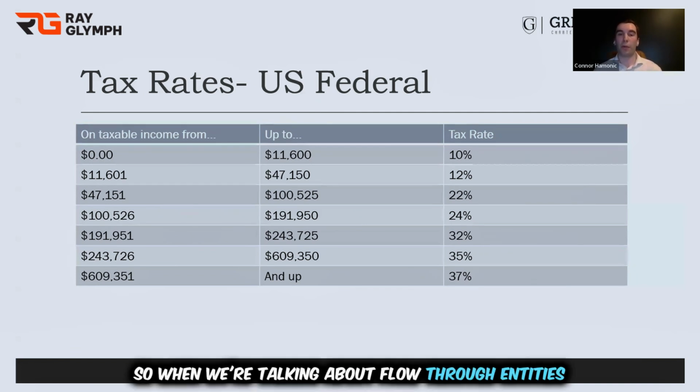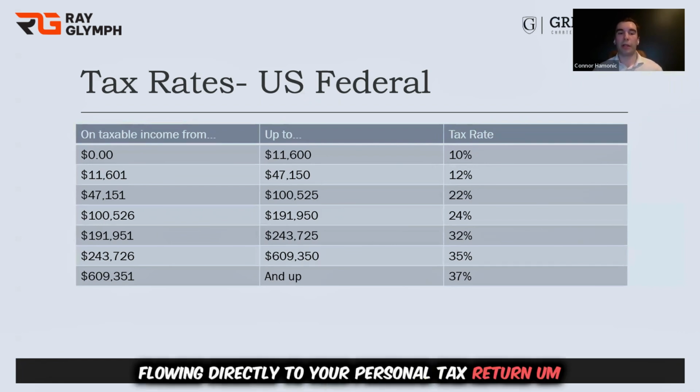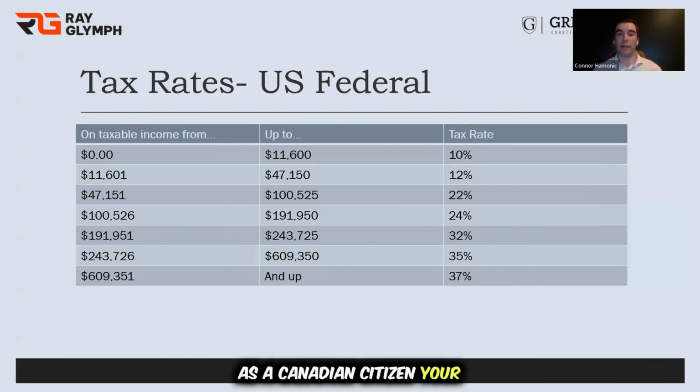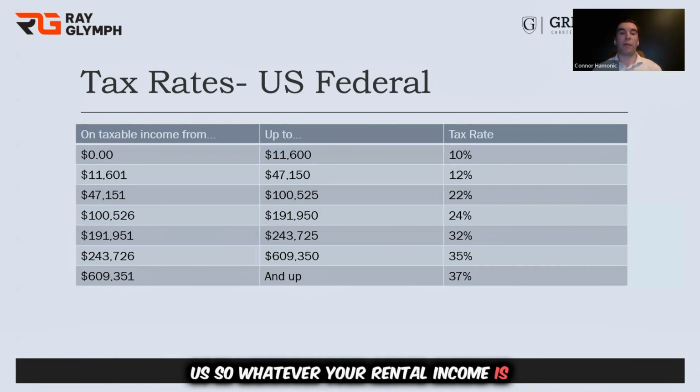So when we're talking about flow-through entities, when we're talking about LLCs and the income flowing directly to your personal tax return, these are the tax rates that you'll be paying at, depending on where your income lands. As a Canadian citizen, your US income is the only income that will be reported in the US. So whatever your rental income is, that will likely be the only income that's being taxed in the US. So you could figure out your tax bracket accordingly.